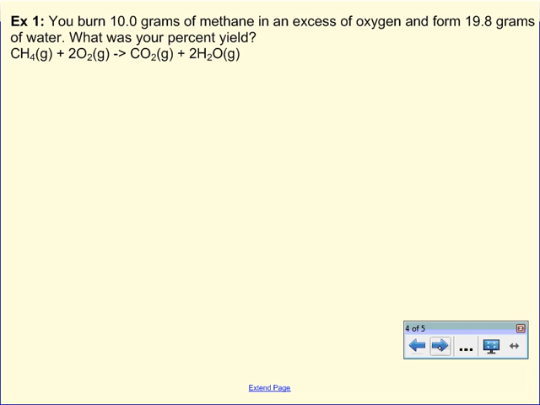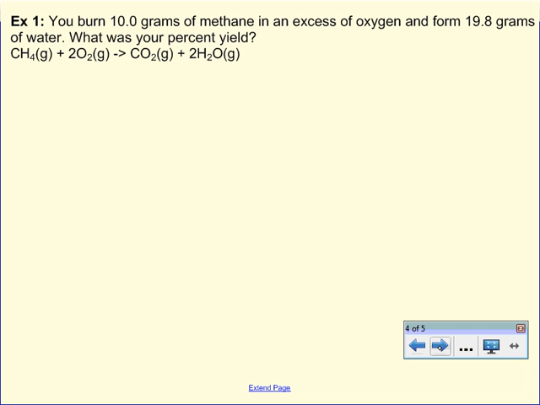For my first example, if I burn 10 grams of methane in an excess of oxygen gas, and I only get 19.8 grams of water, what is my percentage yield? So first of all, after I balance my chemical equation, which I've been nice enough to do for you, I have to figure out what's limiting and what's excess. Well, the question already told me excess is oxygen, so that takes care of that. So now I have to find out how many grams of water I should have gotten from 10 grams of methane.